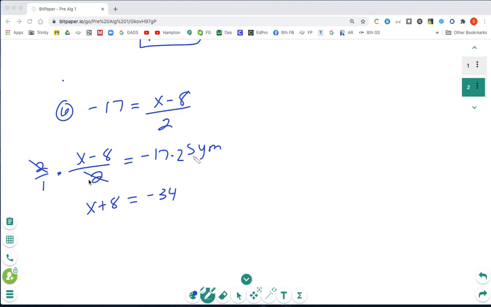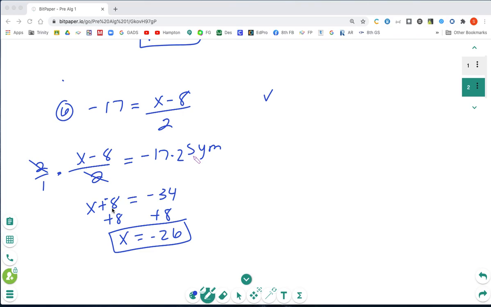Keep change. Is the variable on the left? Yes, it is. Is it first? Yes, it is. Is it alone? No, there's a negative 8 over here. So we're going to do positive 8, positive 8. X is equal to negative 26.